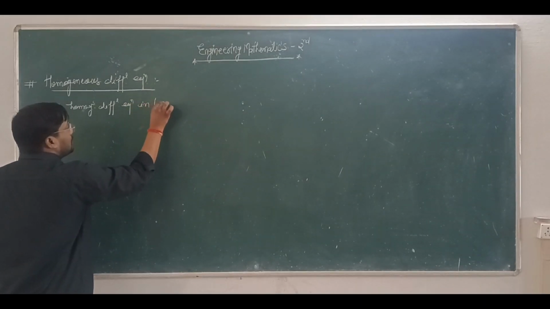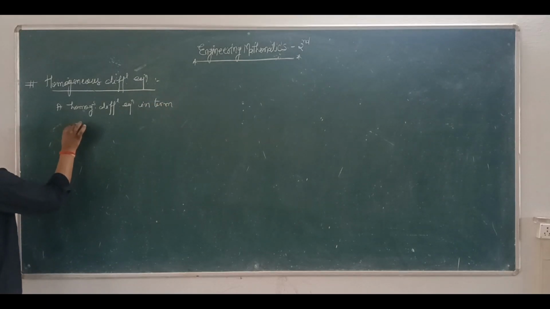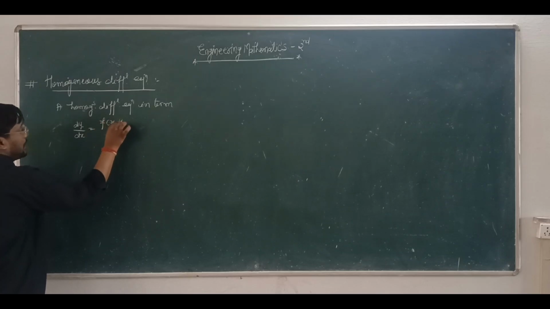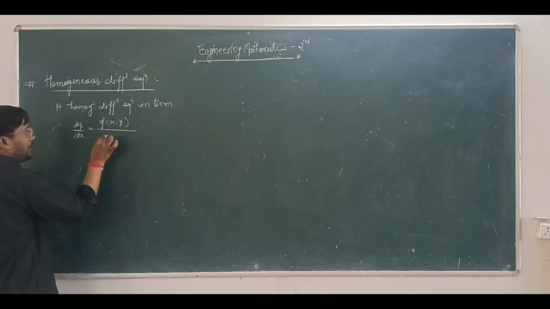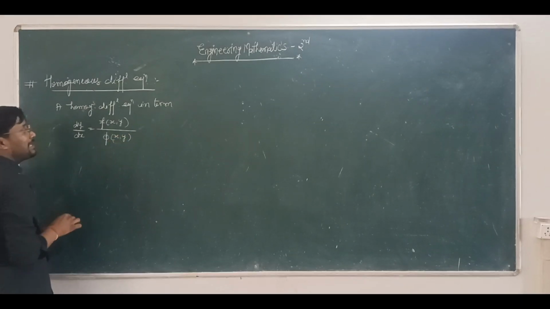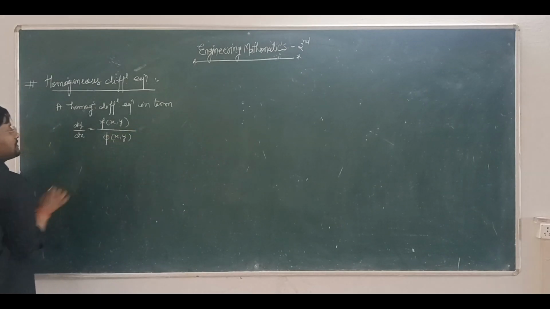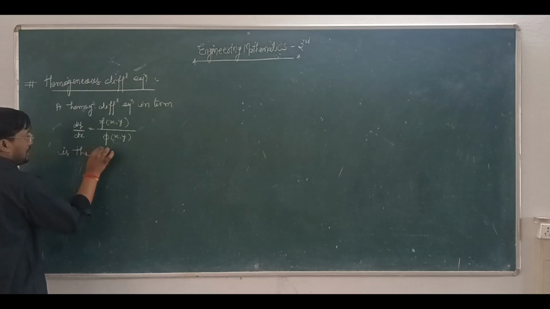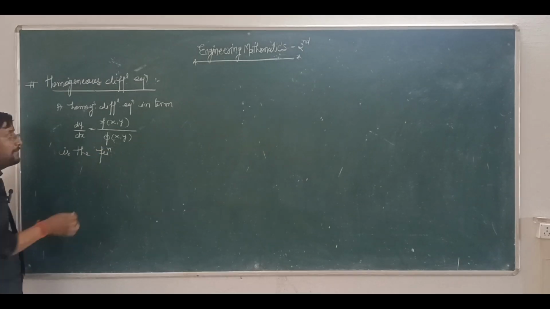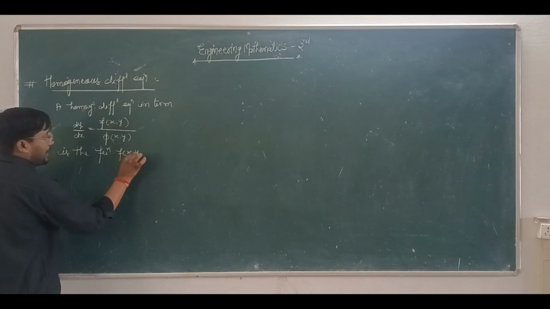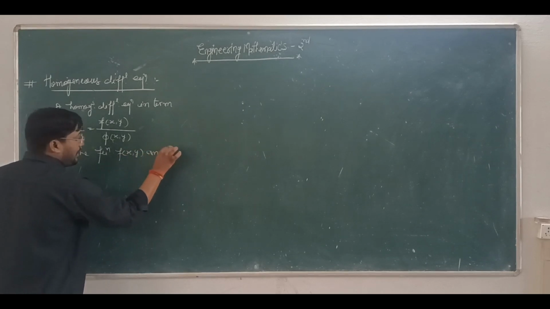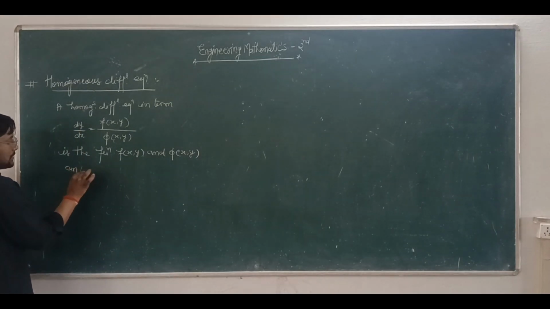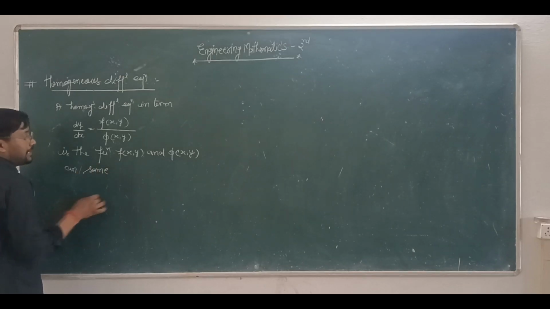In the term dy by dx is equal to f(x, y) upon phi(x, y), if the functions f(x, y) and phi(x, y) are of the same degree.